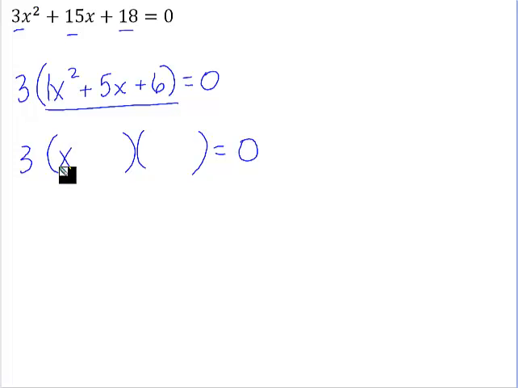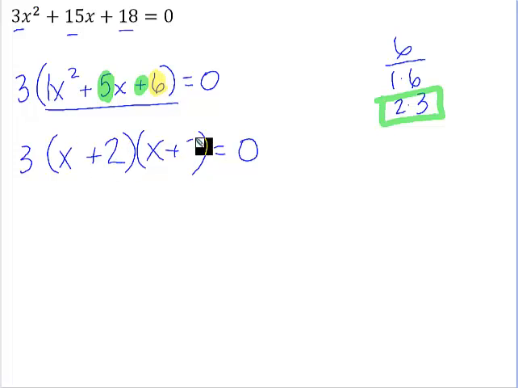The only way to get x squared is x times x. And then we look at our factors of 6. So factors of 6 are 1 times 6 and 2 times 3. And we want the factors of 6 to add to give us 5. So that's 2 and 3. So we do plus 2 and plus 3. Then we just do a quick check to make sure we did it correctly.